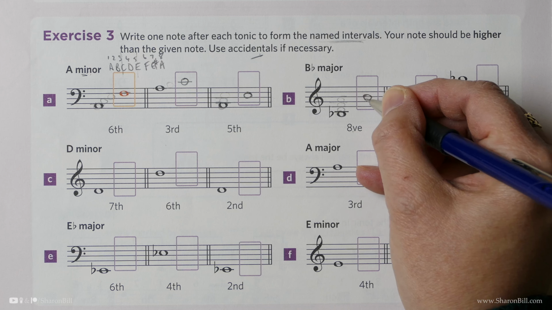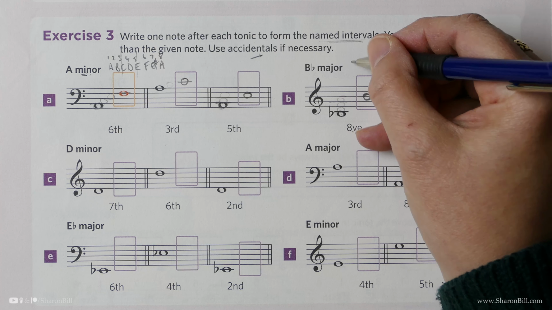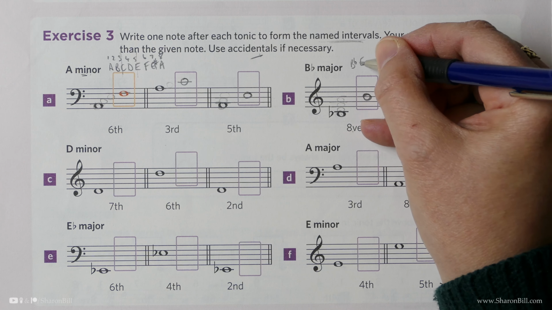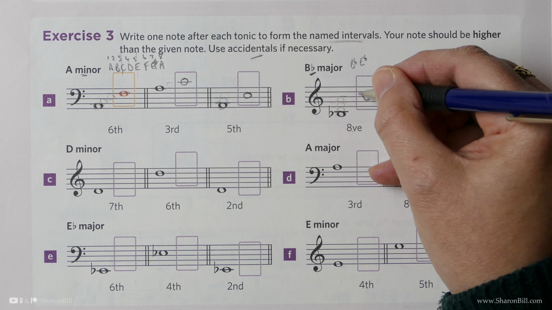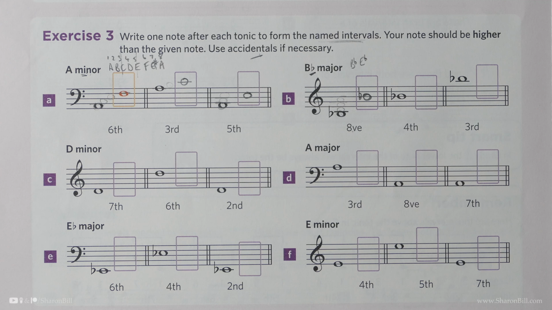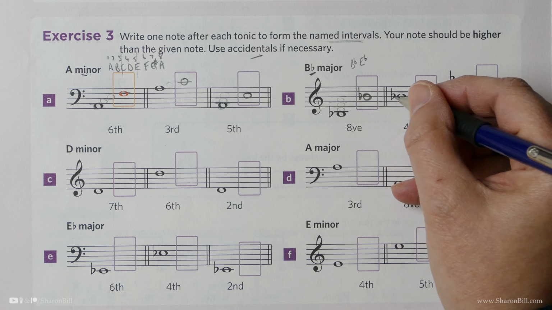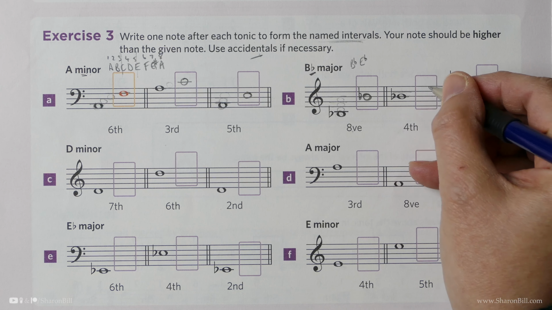There's our B. However, it's not correct yet because we need it to be B flat major, which has a key signature of B flats and E flats, and of course our tonic is a B flat. There we go. And then now we need the fourth, counting line, space, 1, 2, 3, 4.